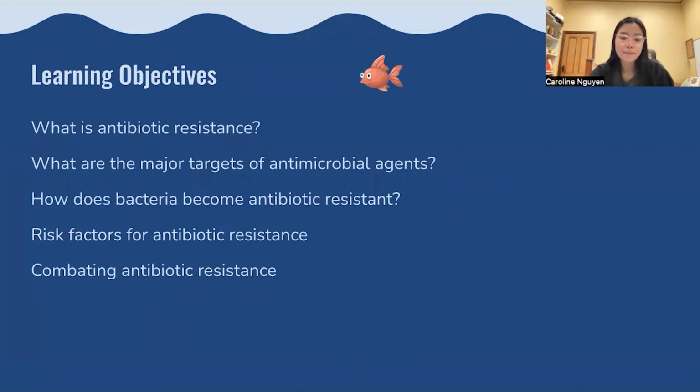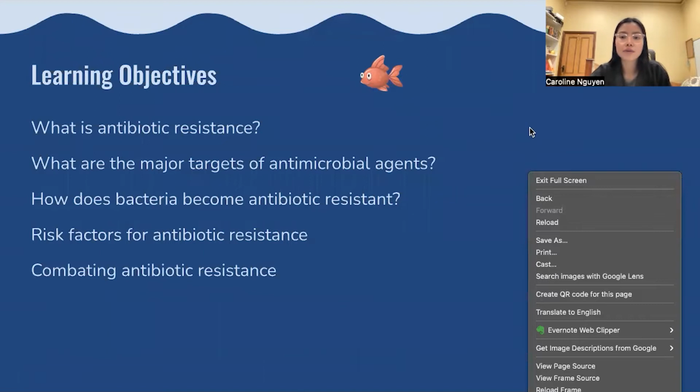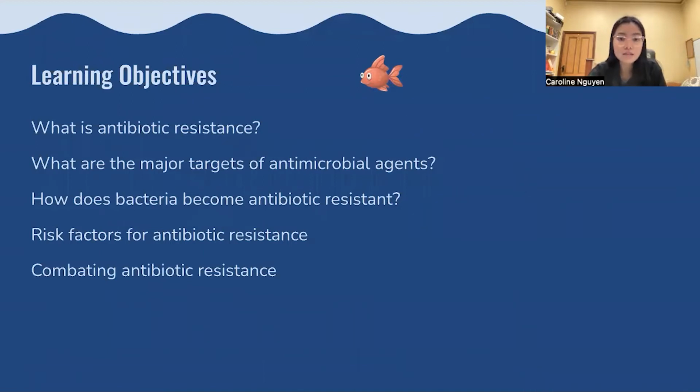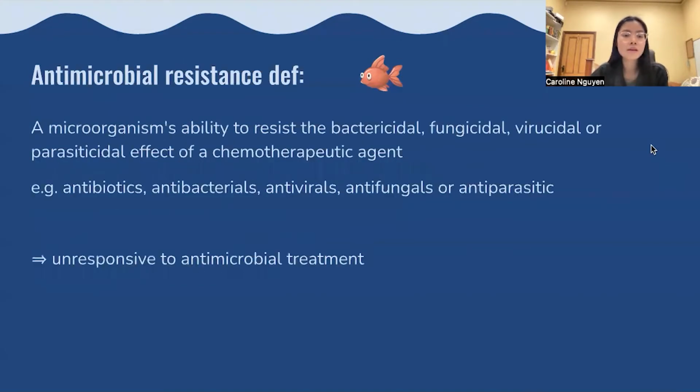how bacteria or microbes are able to fight against antimicrobial agents, what the risk factors are for this huge problem that is happening globally, and how we can take action to fight against antibiotic resistance. So antimicrobial resistance is essentially when something is unresponsive to antimicrobial treatment, and it includes bactericidal, fungicidal, virucidal, or parasiticidal effects of a chemotherapeutic agent.